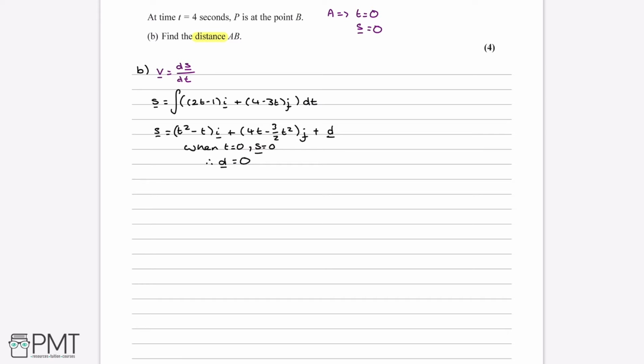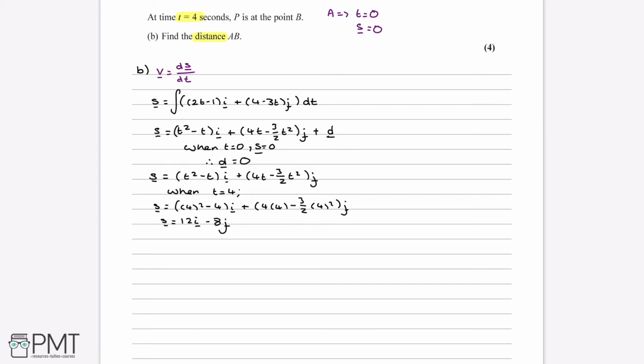And that makes it a lot easier, as we now have a full expression for the displacement, which is (t squared minus t)i plus (4t minus 3/2 t squared)j. So now we have our expression for displacement. We can find out what the displacement is at time t equals 4 seconds, because that's where point B is. So when t is equal to 4, we substitute in the numbers: (4 squared minus 4)i plus (4 multiplied by 4 minus 3/2 times 4 squared)j is equal to 12i minus 8j. So the displacement at the point B is 12i minus 8j.